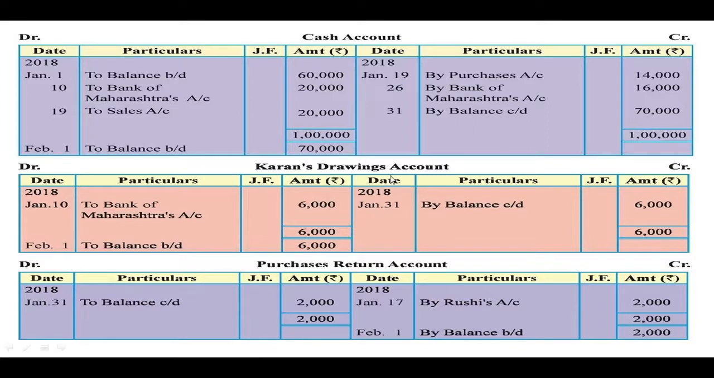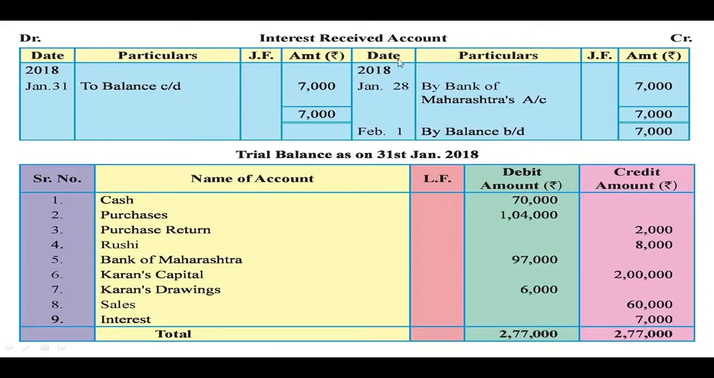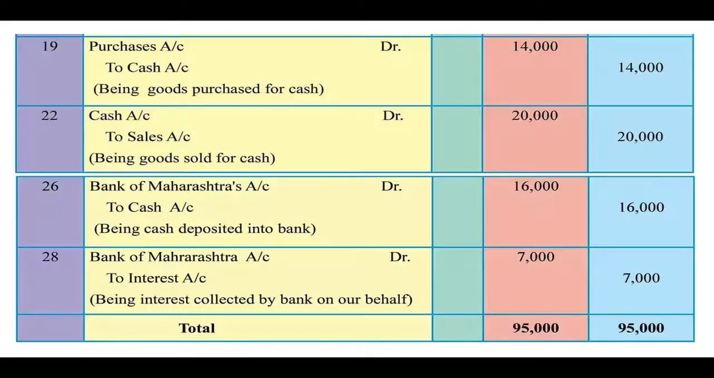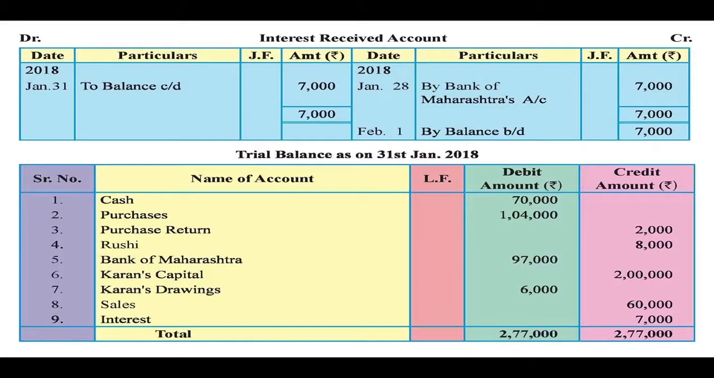So here you can see that all the accounts are made as per the journal entry. Current drawings account is made, purchase return account is made, then sales account is made, Bank of Maharashtra account is made, and interest received account is also made. It means from the journal entry you have to check whatever accounts are involved, all the accounts you have to make, and the closing balances you have to transfer to the trial balance. After making all the accounts, you have to find out the closing balances, and all those closing balances will be transferred on the opposite side in the trial balance.